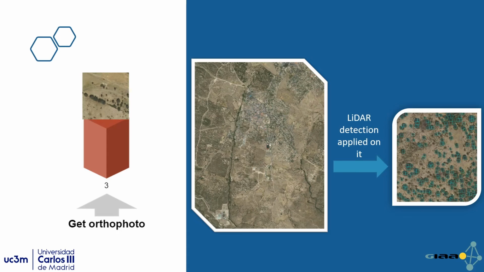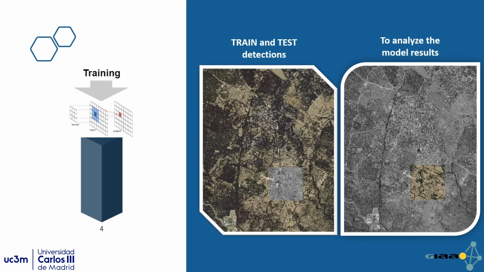As the orthophoto is equivalent to a cartographic plane, it will be used to determine the latitude and longitude of all the detected trees. The orthophoto will be segmented into images of the LiDAR detections, and it will be divided into training and test sets to obtain the final detection net model.